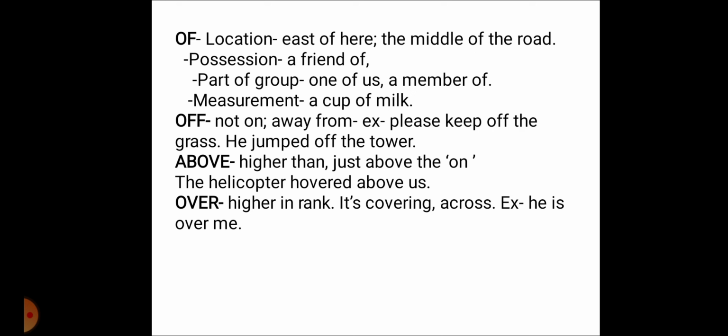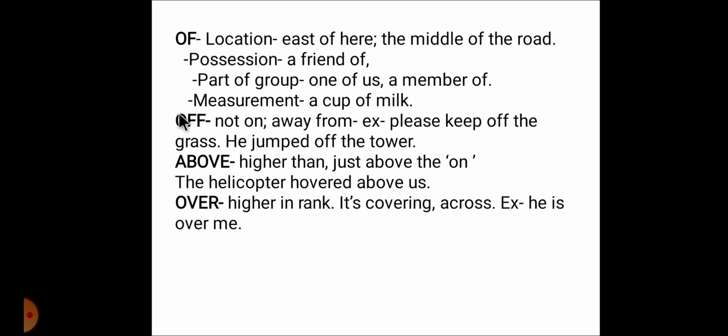So next, of. Of is used in the manner of location. East of here, the middle of the road. So you are telling the middle of the road, so this of is used. Possession, a friend of. When you are telling possessions, that time you are using of. A part of, one of us, a member of our family. So member of, one of is used. Measurement, a cup of milk, a cup of tea. So of is used.